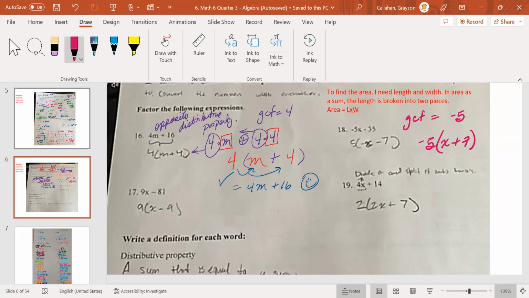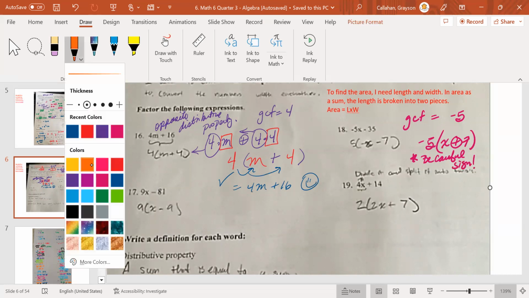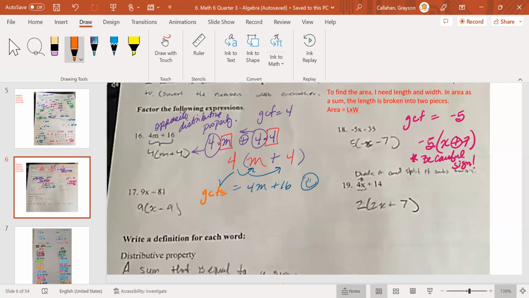Do you see that? That one's a little bit tricky because if you take the negative 5 out, that has to change to a positive, because negative 5 times positive 7 is negative 35, right? You had to switch signs. So I'm going to put a little star here. Be careful of sign, okay? All right, so then let's take a look at number 17. Greatest common factor between 9x and 81, I would say is 9, right? So you take the 9 out, x minus 9. That's your answer, okay? Greatest common factor of 4x and 14 will be a 2. So 2 times 2x plus 7.